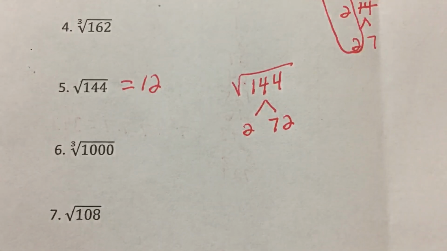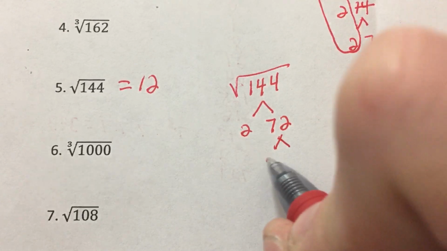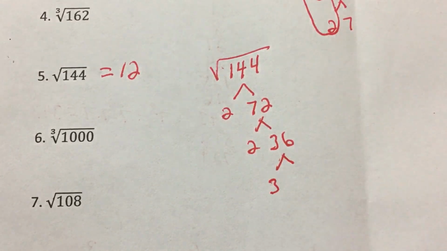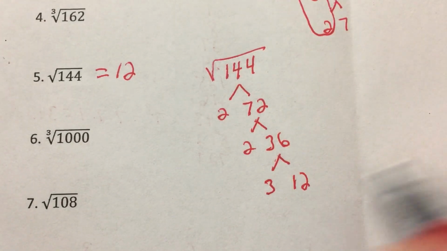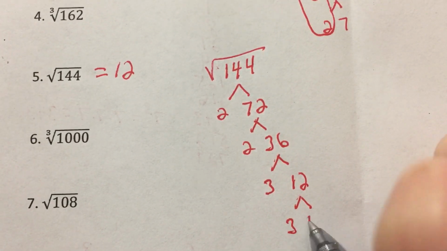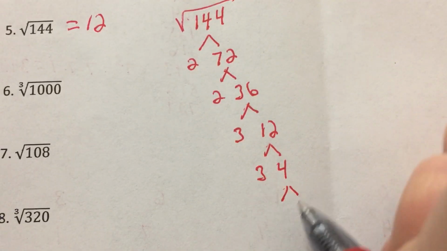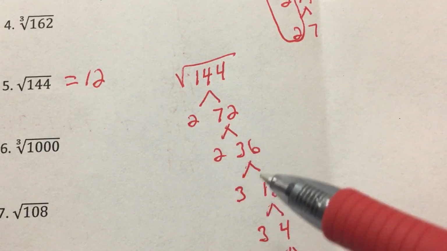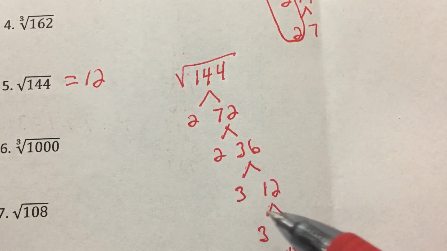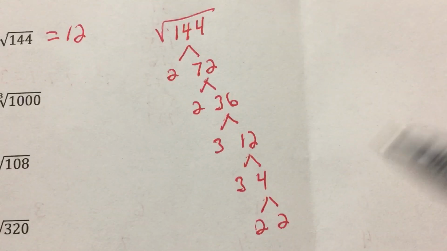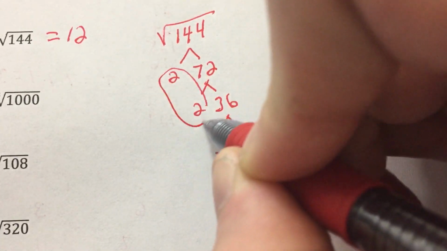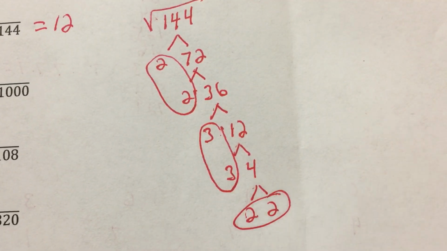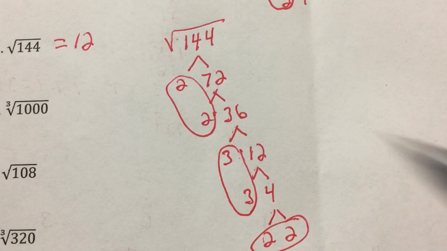We get 2 times 72, then 2 times 36, then 3 comes to mind times 12. 12 is 3 times 4. 4 is 2 times 2. Now keep in mind that you could do this a different way. You could think of 2 different numbers to start with. As long as we do it correctly, we would end up in the same place. But notice I have a pair of 2's, a pair of 3's, and another pair of 2's. So everything is coming out, right?